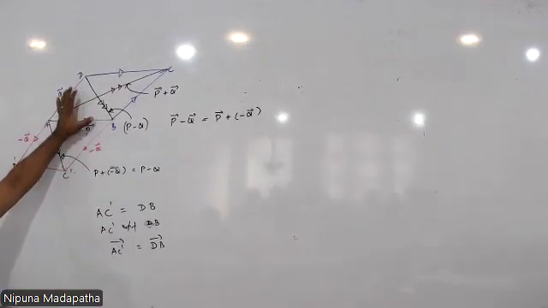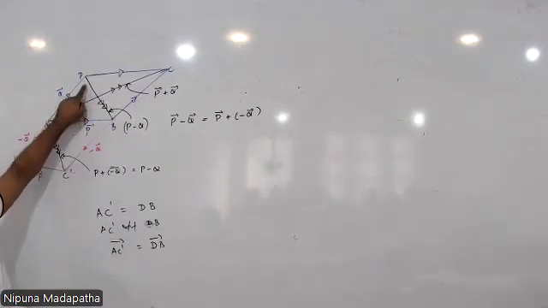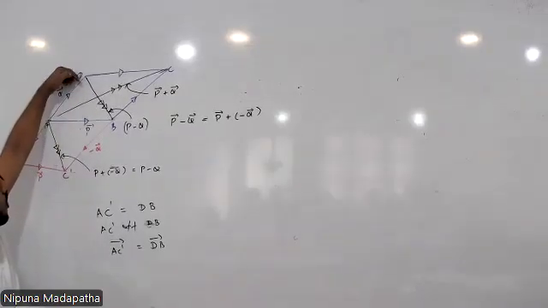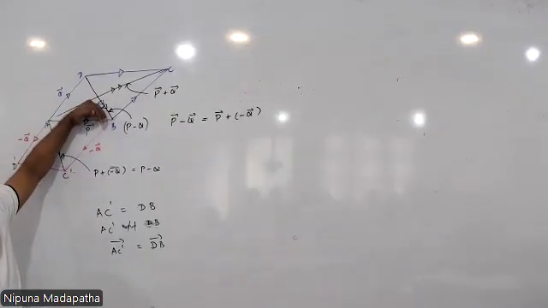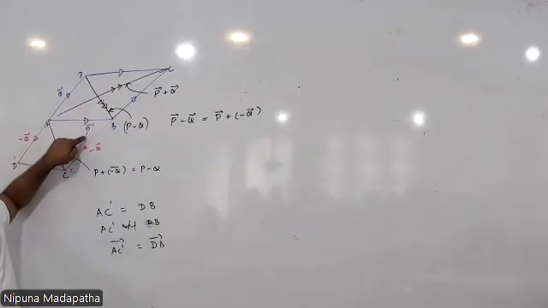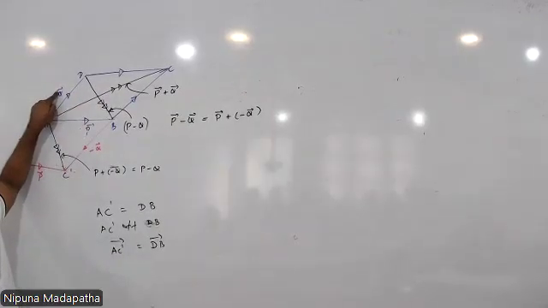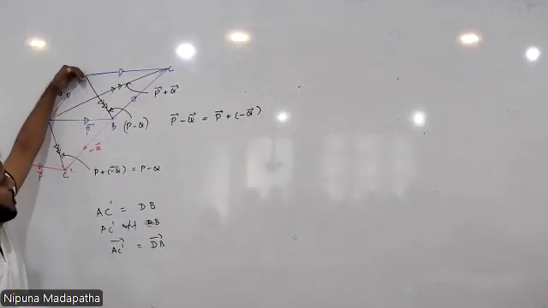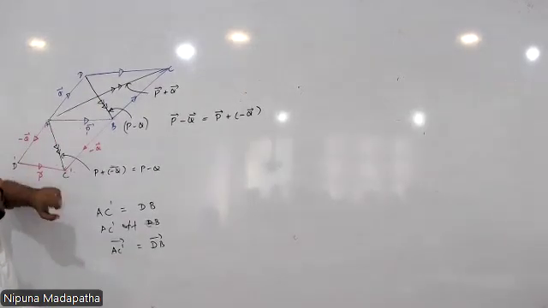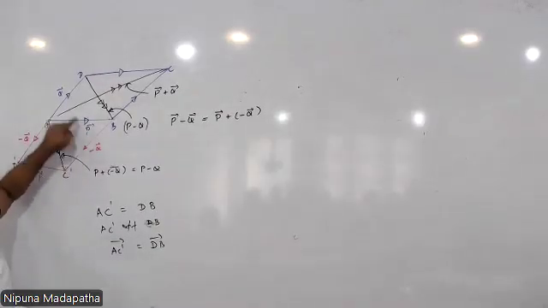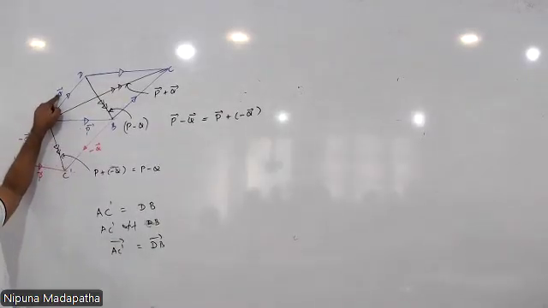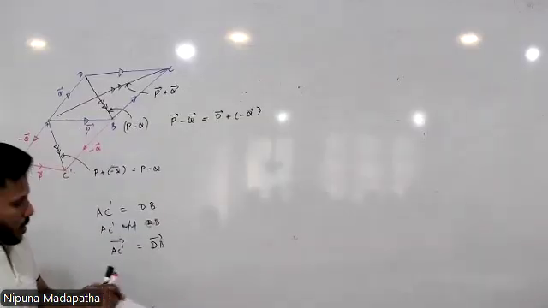Understood? So look at the pattern. What is the direction of the arrow? It is from D to B. Right? It is from D to B. So if the arrow is from D to B, you should write the subtraction as P minus Q. P minus Q.